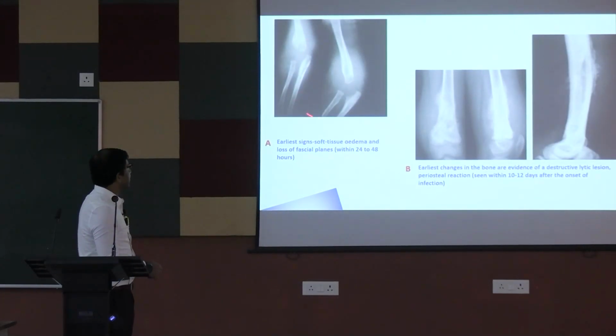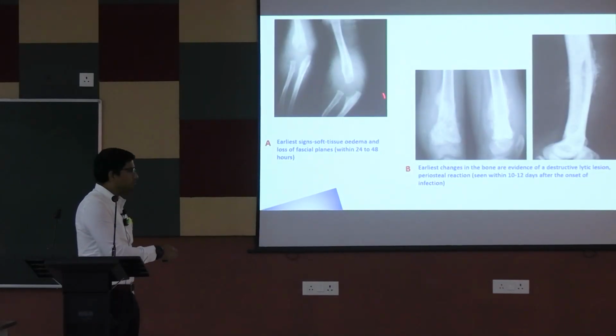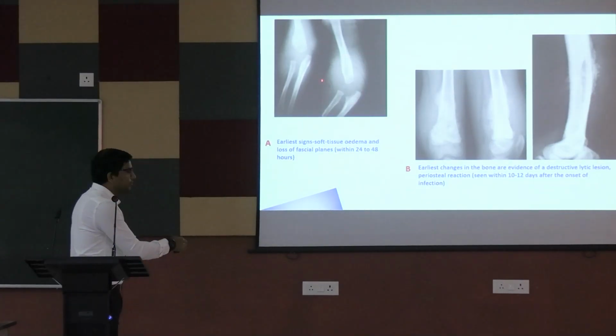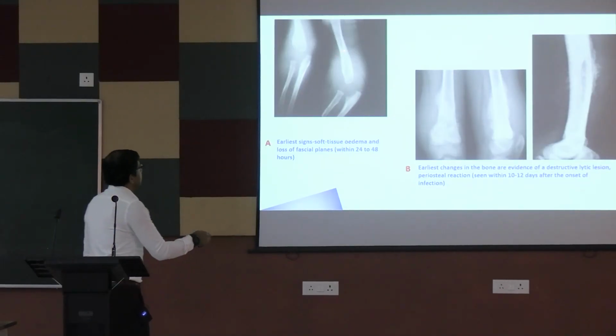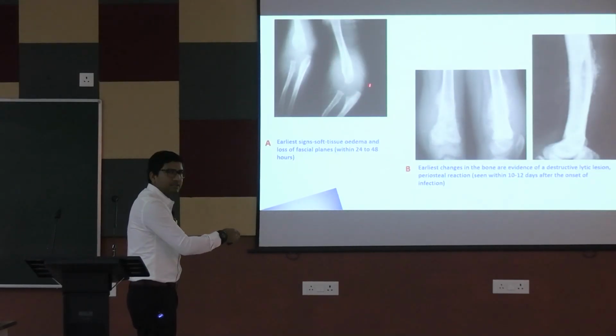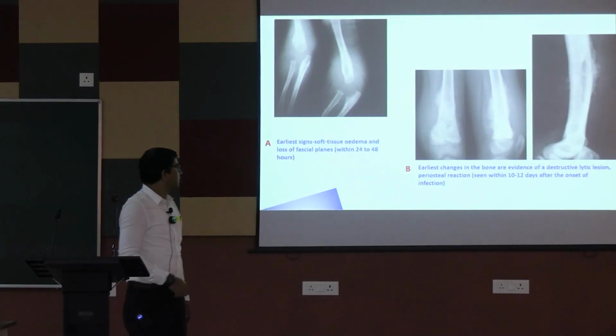So this is the earliest sign, within maybe less than 7 days in acute form. In this X-ray of the elbow in a very young child, it appears as a soft tissue shadow. There is fluid collection and inflammation, which is a bit radiodense compared to the surrounding. So this is the initial picture.